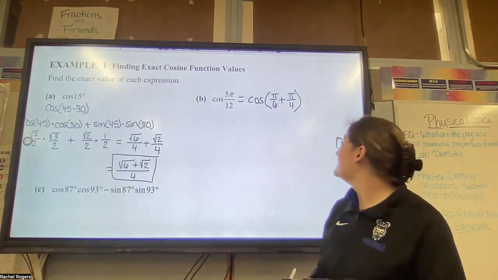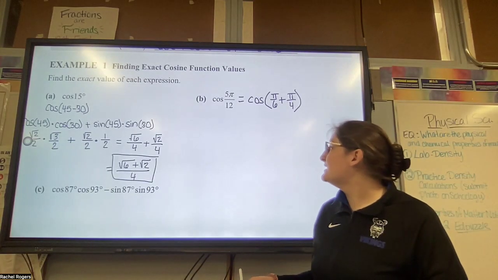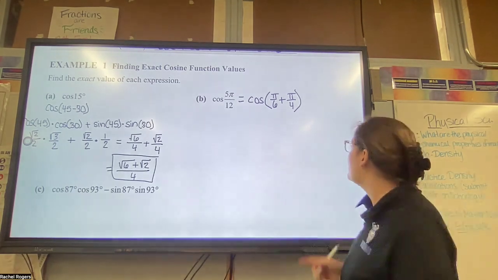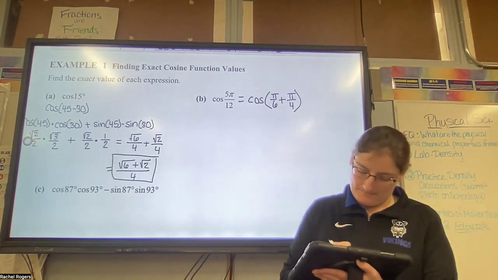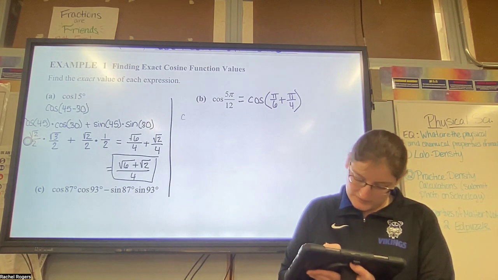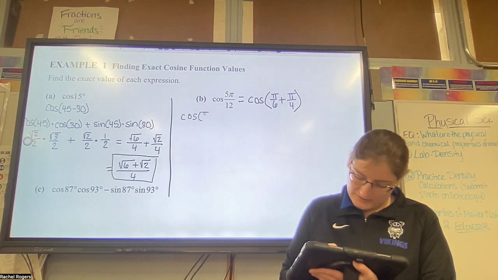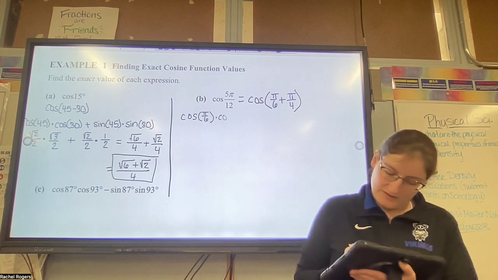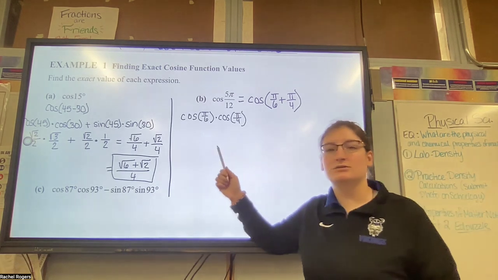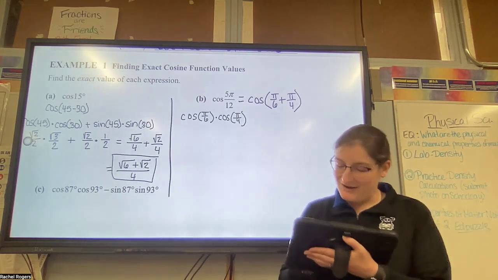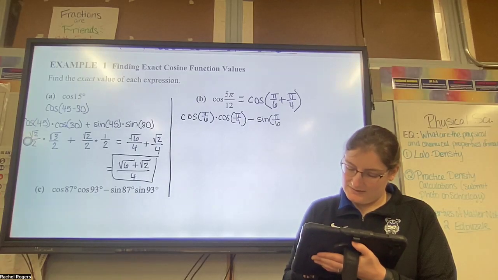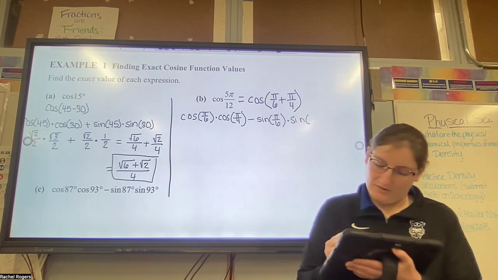All right. So now that we have this in addition, we need to put it into our formula. Our A is pi over 6 and our B is pi over 4. So we have the cosine of pi over 6 times the cosine of pi over 4. And is this going to be addition or subtraction in the middle? Subtraction. It's the opposite, yeah. Times sine of pi over 6 times sine of pi over 4.